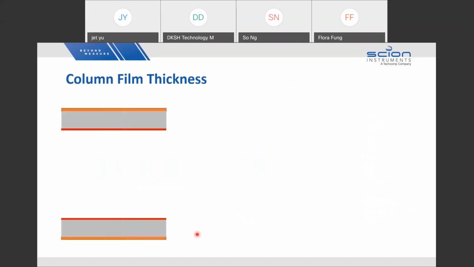So coming to film thickness, this is another key point. As I mentioned from the very beginning, the type of column is also one of the keys. Once you are clear about the properties of your target compounds, you're able to choose the stationary phase type and also the thickness.